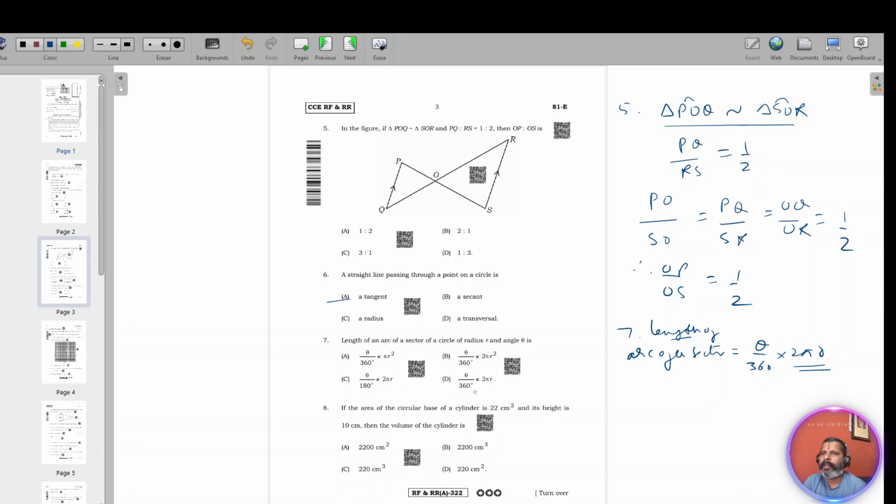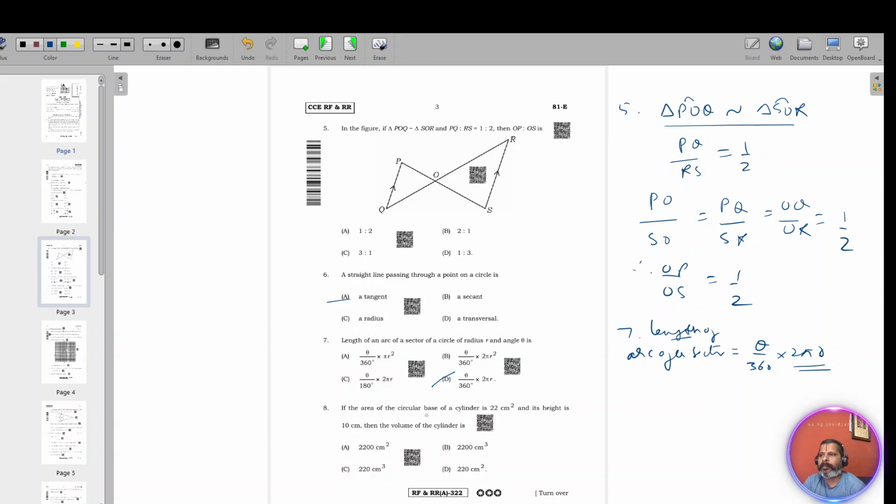Just check out here. Is it matching? Sometimes they'll give 2 and 180, where 360 and 2 cancel, and give theta by 180 into pi r. Just for that reason, you match it. Theta by 180 is there, but 2 pi r is still maintained. So this is the answer: theta by 360 into 2 pi r.